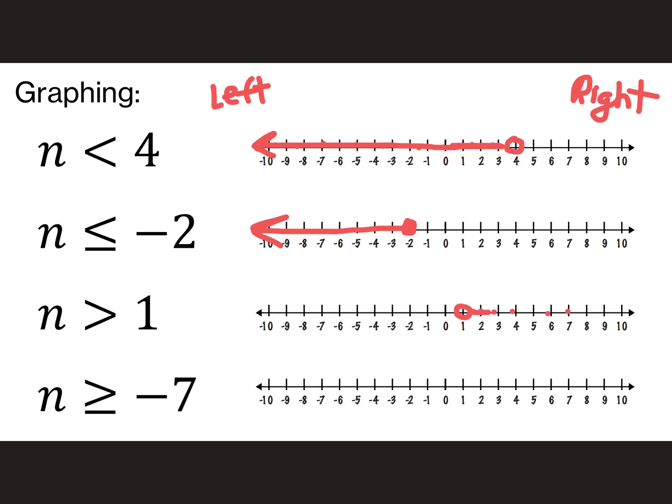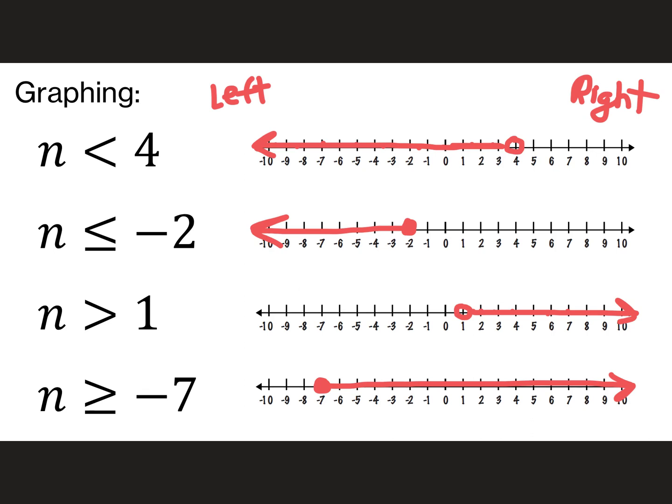Well, why don't we just do them all? Like that. And again, don't forget your arrow at the end. And then finally, N is greater than or equal to negative 7. So negative 7 is my target number. And since N can equal it, I'm going to shade this in. And then again, remember, greater than is going to the right, like this.